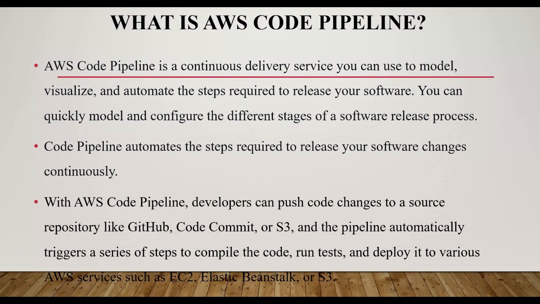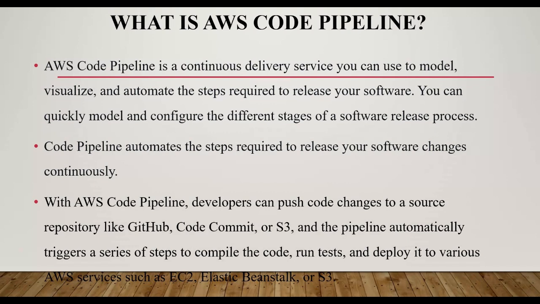What is AWS CodePipeline? AWS CodePipeline is a continuous delivery service you can use to model, visualize, and automate the steps required to release your software. You can quickly model and configure the different stages of a software release process. CodePipeline automates the steps required to release your software changes continuously.